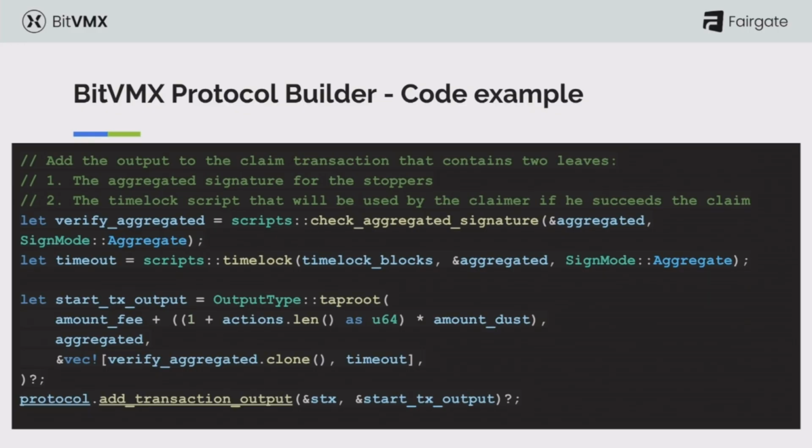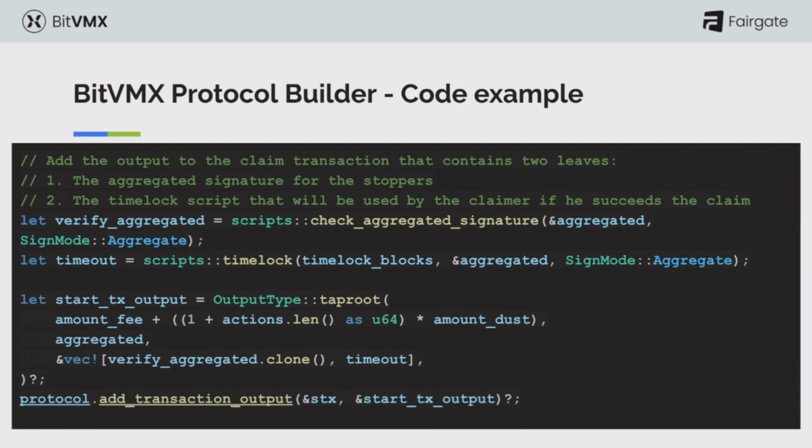signature. And then we create a timelock that will use the public key of the aggregated and a certain number of blocks. The sign mode aggregated that you see here is a helper. This will tell BitBMX that all of the participants need to sign it. So it will talk peer-to-peer with all of the other participants saying, hey, I have this message that I need to sign, and the other ones will sign it.